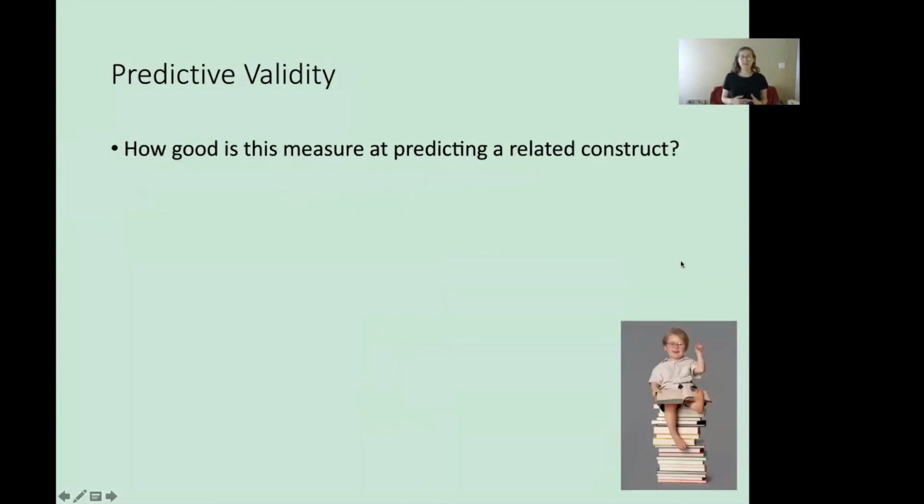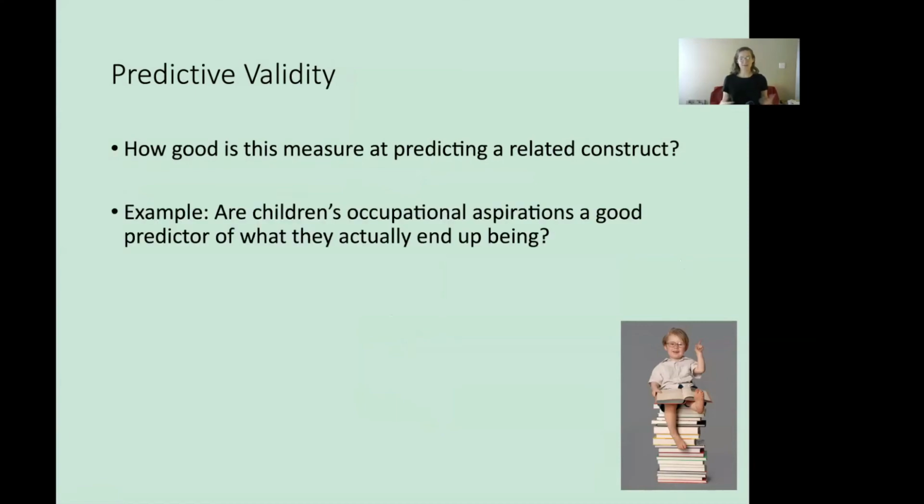Predictive validity is very similar, and it's the final one we're going to talk about in terms of internal validity. Predictive validity means, how good is this measure at predicting a related construct that would happen in the future? Dr. Hayes, one of our professors here at UT Tyler, likes to ask children questions about what jobs they want to have when they grow up. These are called occupational aspirations, right? Children's occupational aspirations usually are not great predictors of what they actually are going to be when they grow up, right? Measures of occupational aspirations in children have low predictive validity for their actual occupations when they grow up.